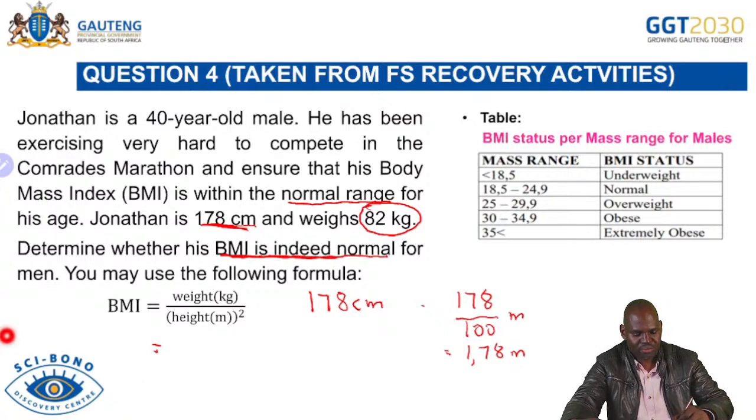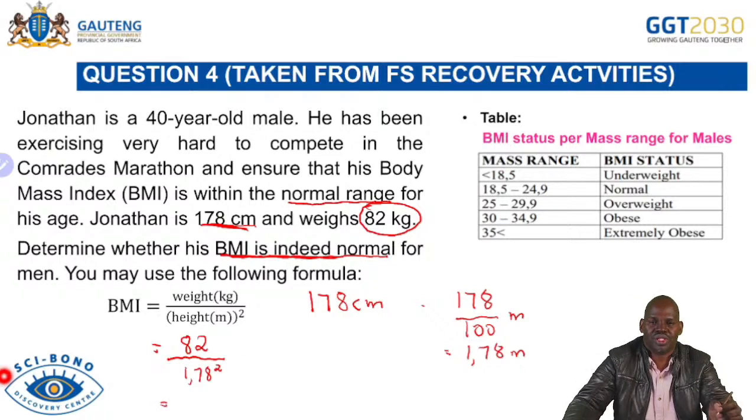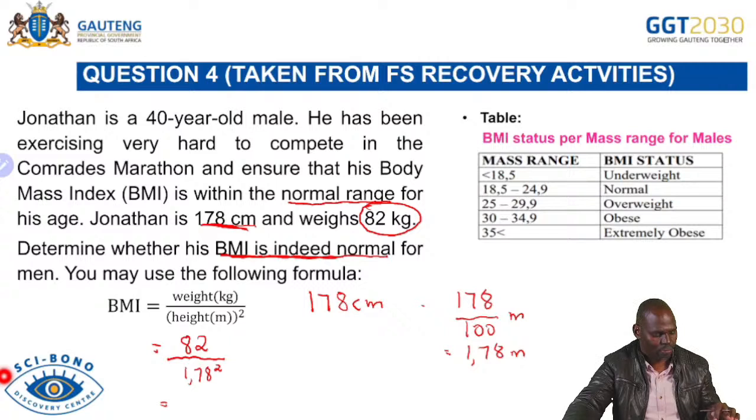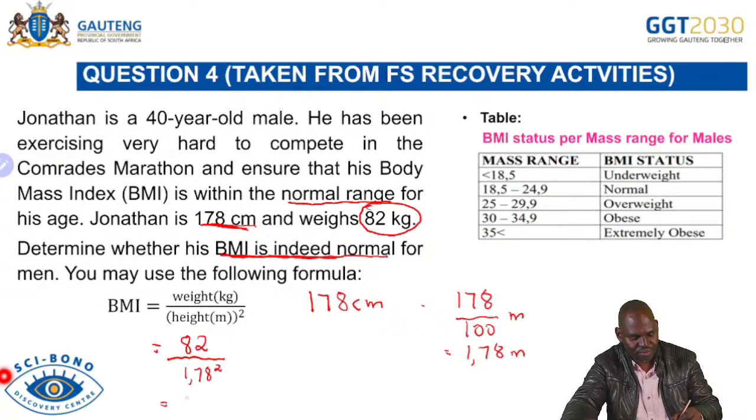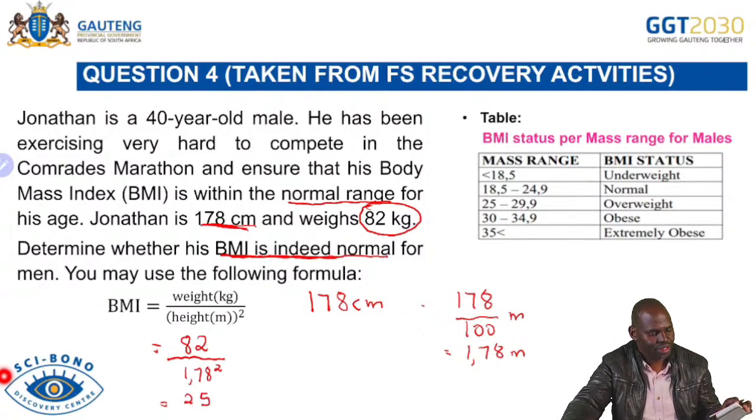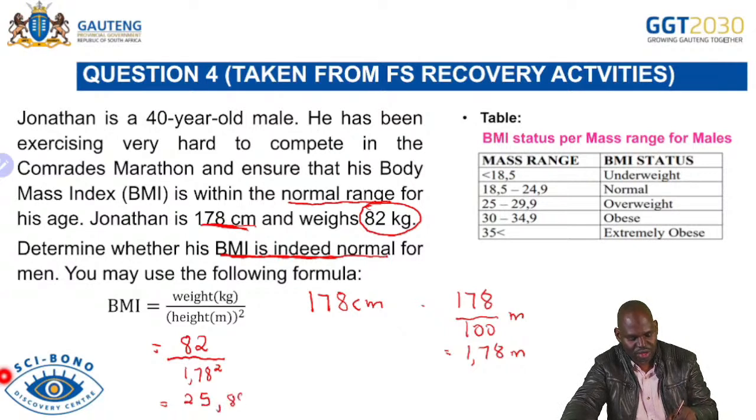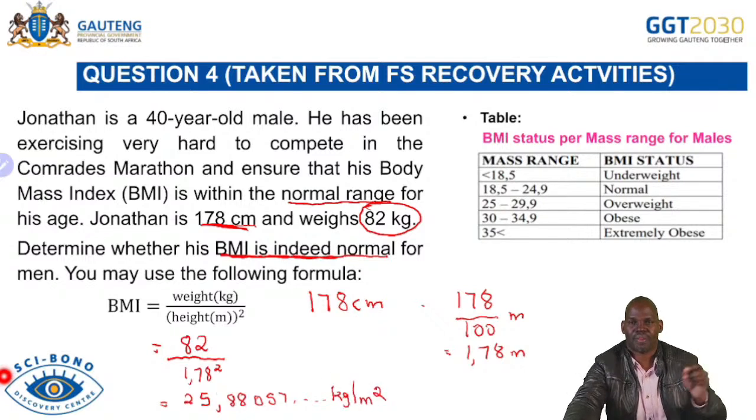Then we do the substitution. 82. Okay, never mind the unit. Then we divide by 1.78, and we square it. Let's see what our answer will be. Please make use of a calculator. 82 divided by 1.78 squared. Then I get 25.88057 and so on. There's our BMI. Remember, the unit is kilogram per square meter.